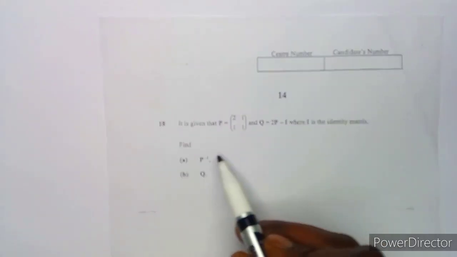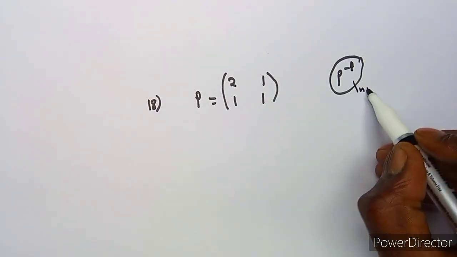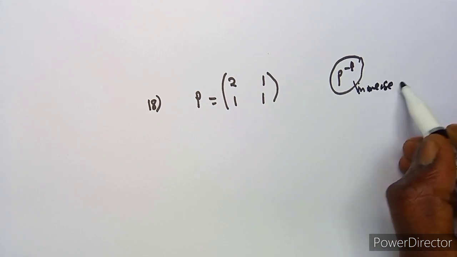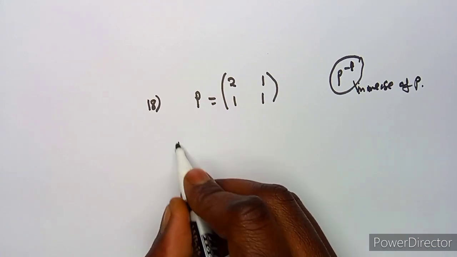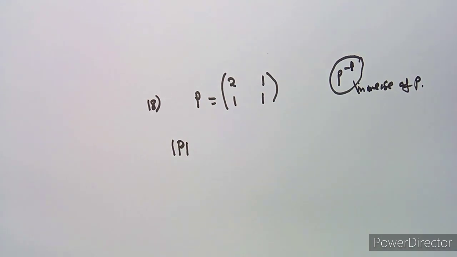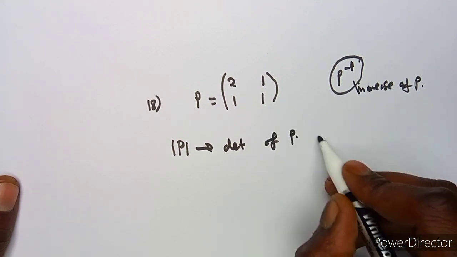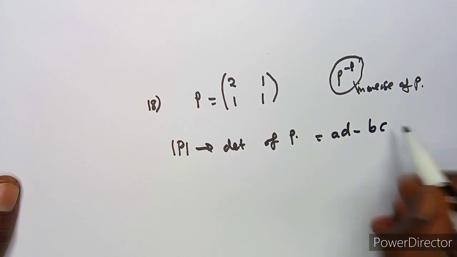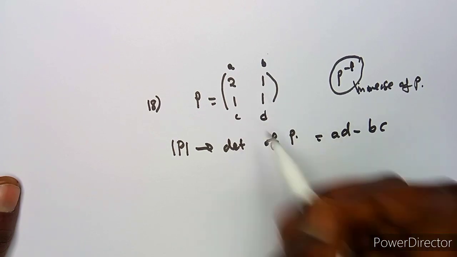P to the exponent of minus 1, guys, means the inverse of P. So remember, for you to find the inverse of P, you must have the determinant of P first, where we know that the determinant is the product of the major diagonal minus the minor diagonal. If you write this as A, B, C, and D, it is AD minus BC.